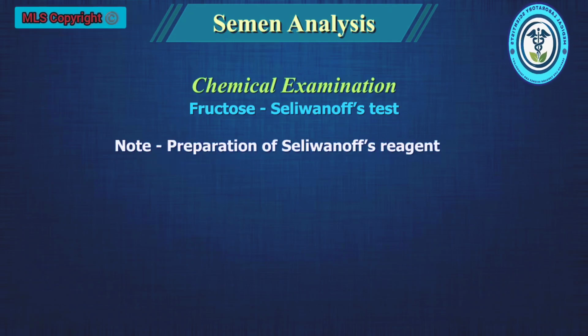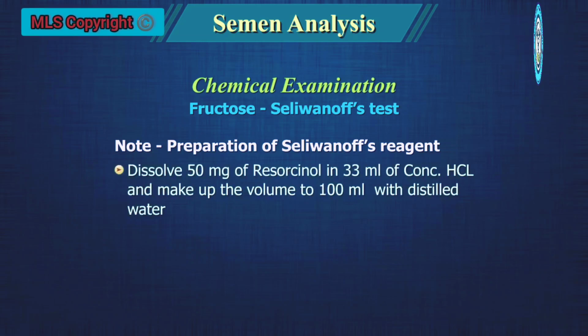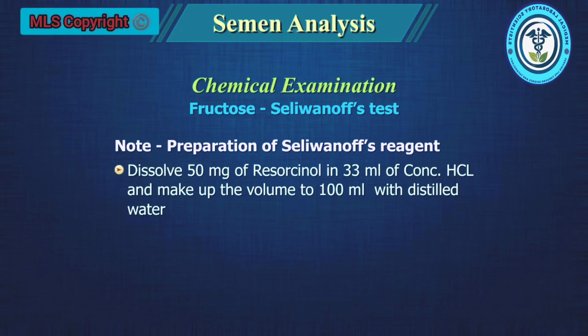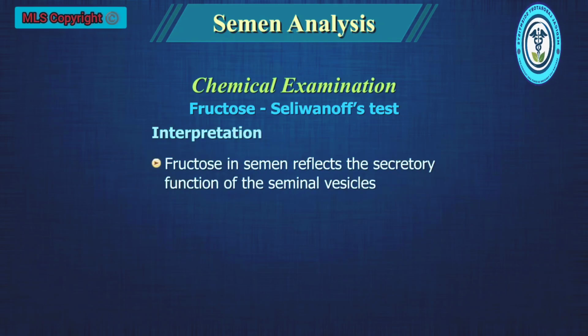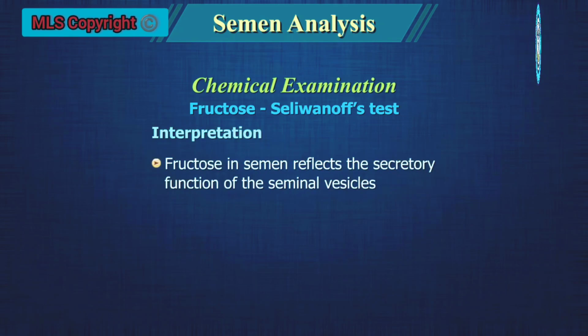Note: for preparation of Selvinov's reagent, dissolve 50 mg of resorcinol in 33 ml of concentrated hydrochloric acid and make up the volume to 100 ml with distilled water. Fructose in semen reflects the secretory function of the seminal vesicle.